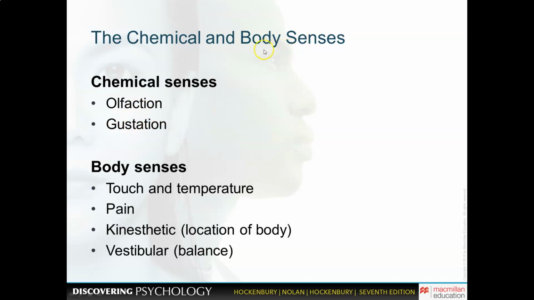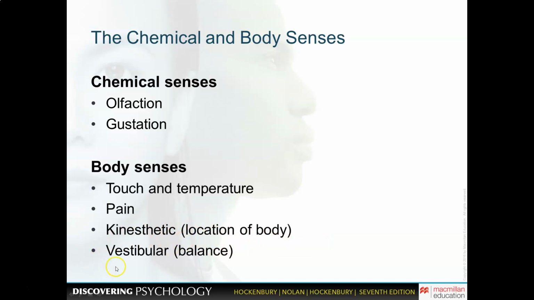Now we have what's called body senses, and there are four of these. There's touch and temperature. There's pain. Then we have what's called kinesthetic, which is the location of our body. So when you want to put your body in a certain position, like for dance or martial arts or sports, we're using kinesthetic senses to put our body in that position.